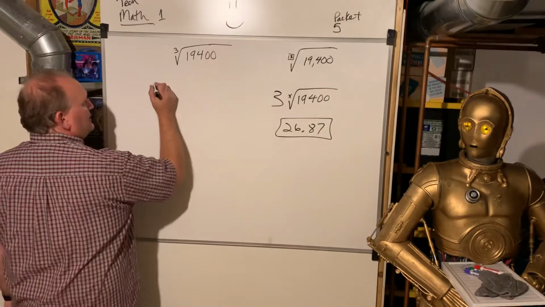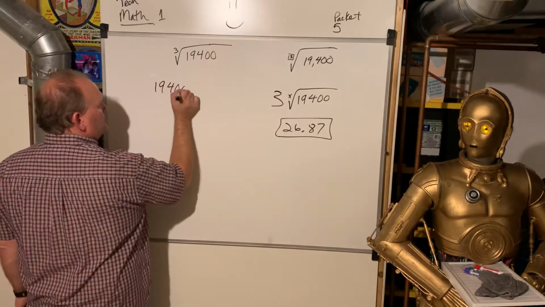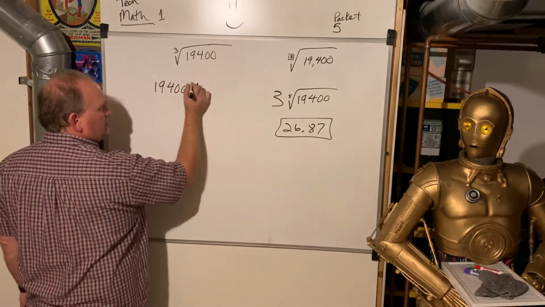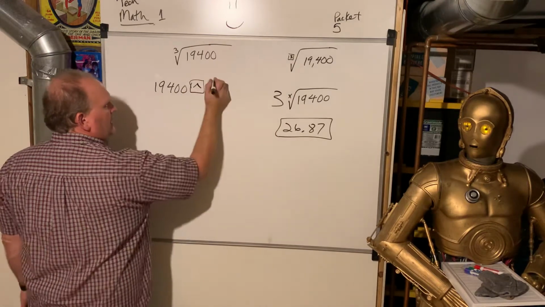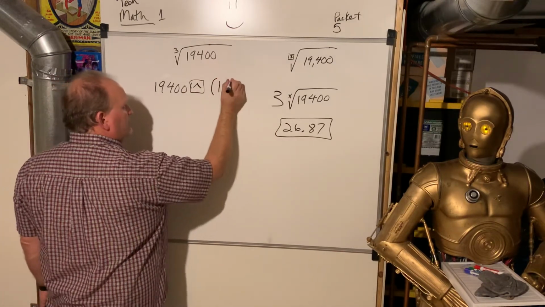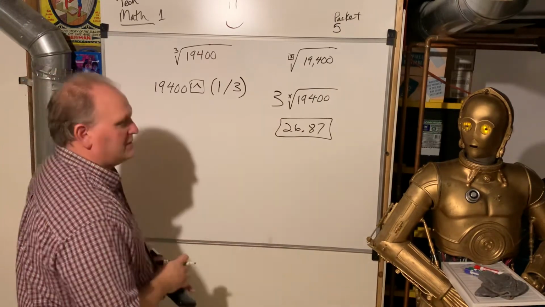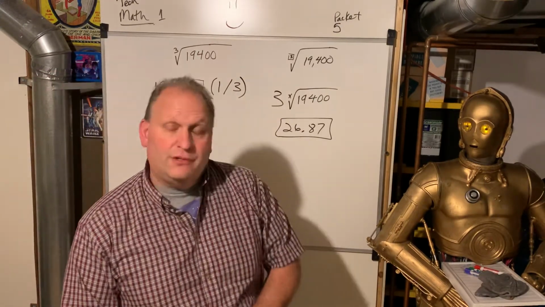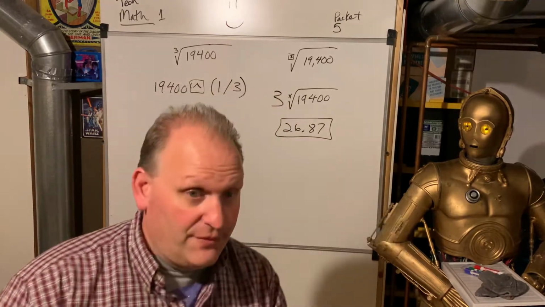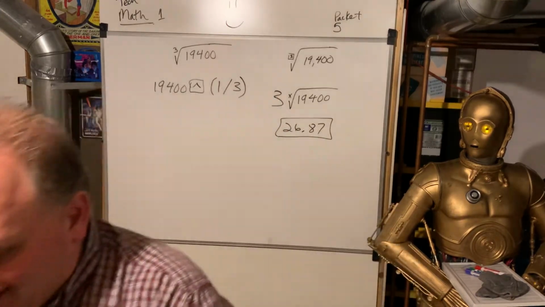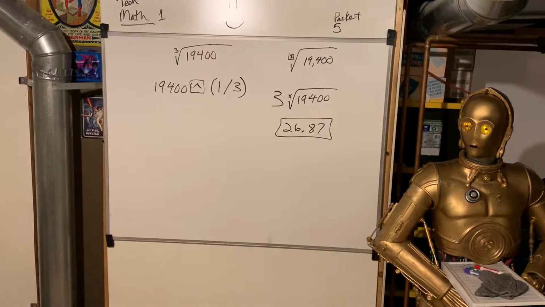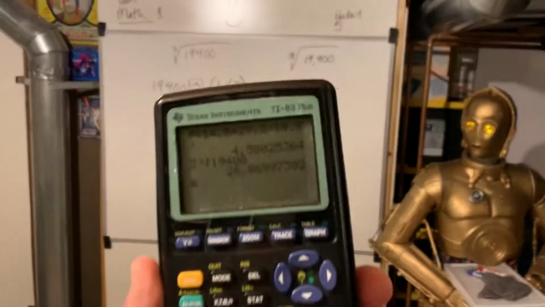If you take 19,400 to the power, you use the little power key, and then do a parenthesis 1 divided by 3. So if it's the third root, you take it to the 1/3 power. If it's the fourth root, you take it to the 1/4 power. If it's the fifth root, you take it to the 1/5 power. But the upside of doing that is you actually hit fewer keystrokes.